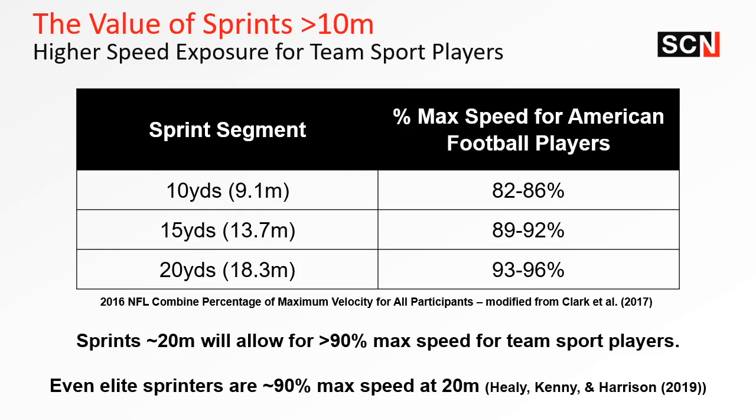So if we start to think about the notion of this, if we can have team sport players sprinting somewhere around 20 yards or 18 plus meters, we're going to allow them to be closer and closer to their maximum speed. So again, these are not even distances that are that long in nature, but if we can get an athlete to about 30 meters in training, then we can ensure that they are going to be operating around 100% of their maximum speed.